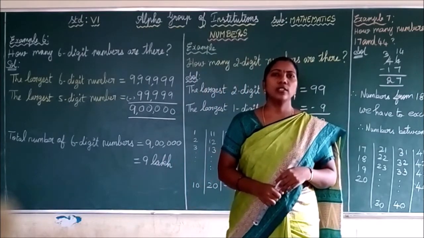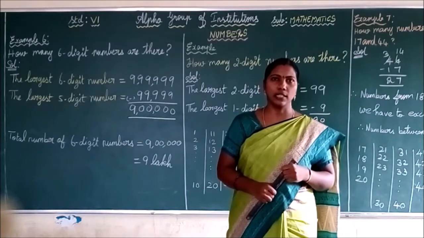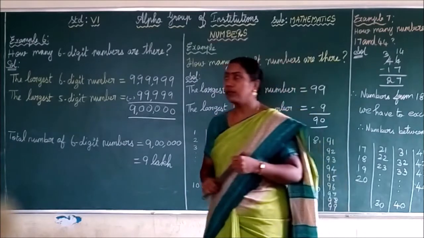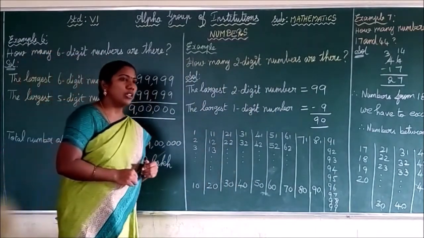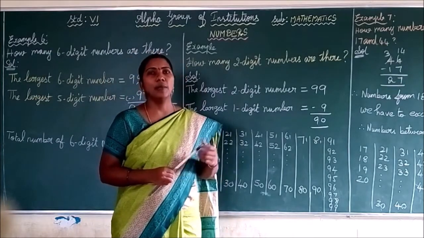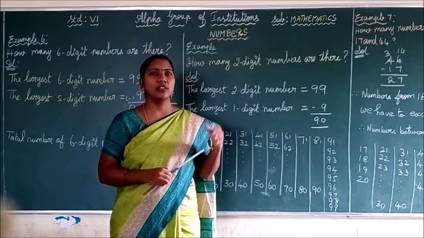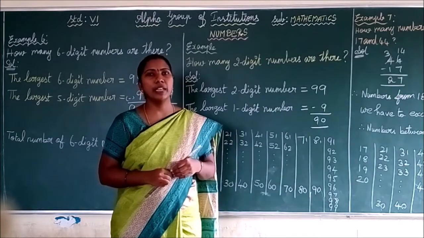Now we are going to see some example sums and then problems from the exercise. Okay, let us see the example sum. See this example 6 in your book, children. In the topic Numbers, you have 13 example sums. Among the 13 examples, we have randomly seen some. Now we are going to see the remaining examples.